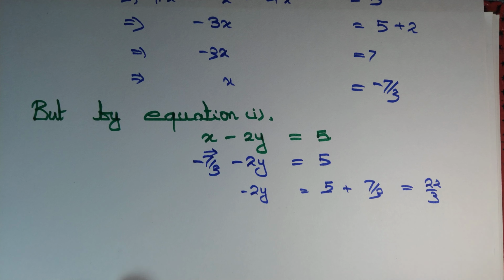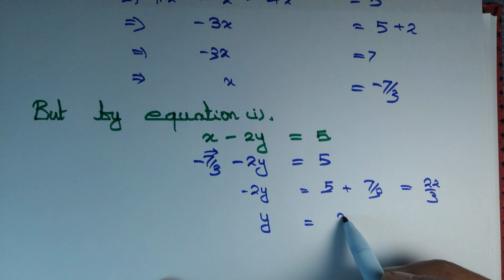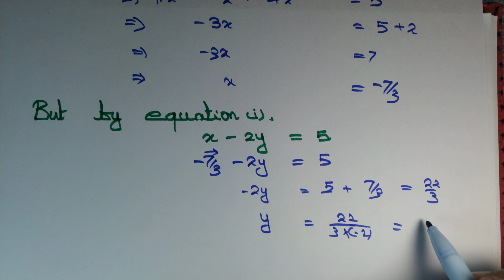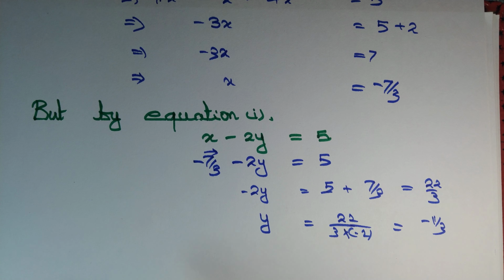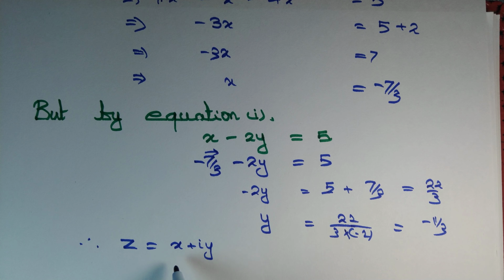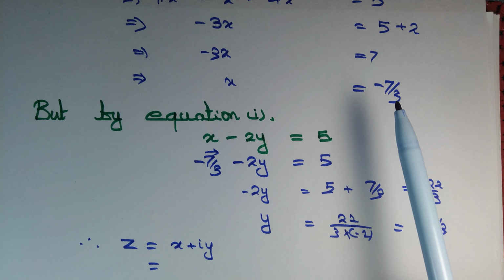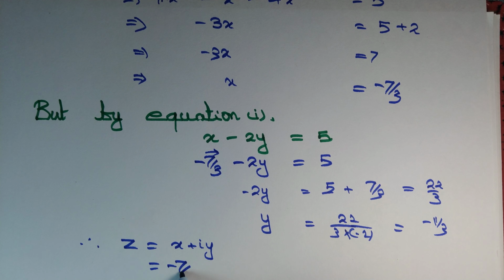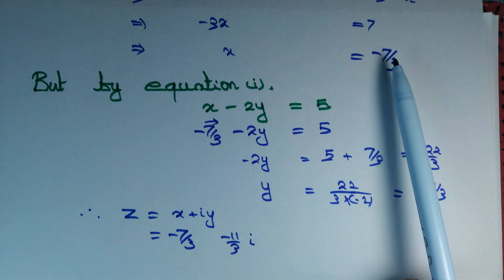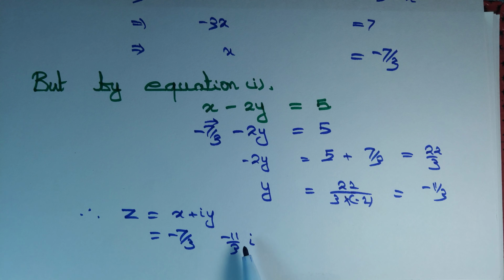So we got minus 2y equal to 22 by 3. So y equal to 22 by 3 into minus 2. We can cancel 2 out, so y equal to minus 11 by 3. Therefore, z equal to x plus iy, where x equal to minus 7 by 3, so minus 7 by 3 and then minus 11 by 3 times i. And we are done. z equal to minus 7 by 3 minus 11 by 3 times i.